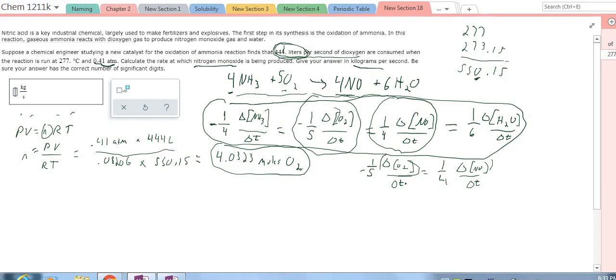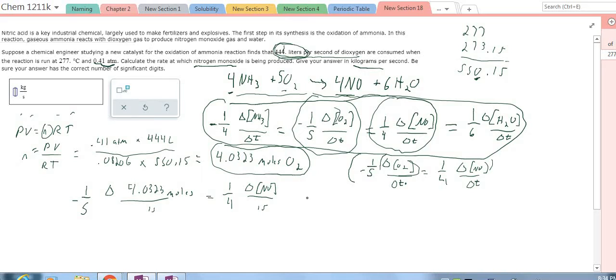each second. Okay, so now I can come back and start using my equations right here. So now I have minus 1 over 5 times the change in the concentration. Well, we have those moles right there, so I'm going to put here those 4.0323 moles. That's for every 1 second.